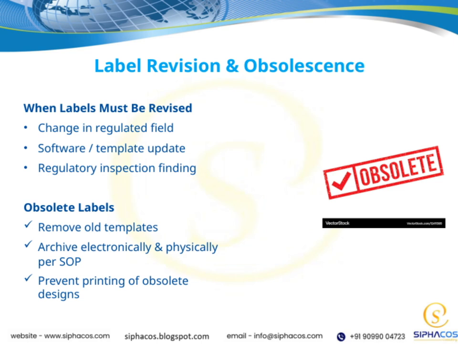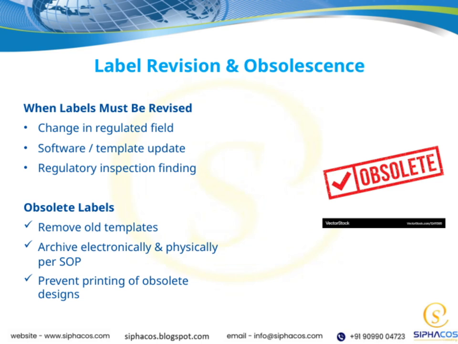Now, moving on to obsolete labels. These are labels that are no longer current or accurate. The first step is to remove old templates from our systems to prevent any accidental use. We also need to archive these obsolete labels both electronically and physically, following our standard operating procedures, or SOPs, to ensure proper record keeping. And importantly, we have to prevent the printing of any obsolete designs.